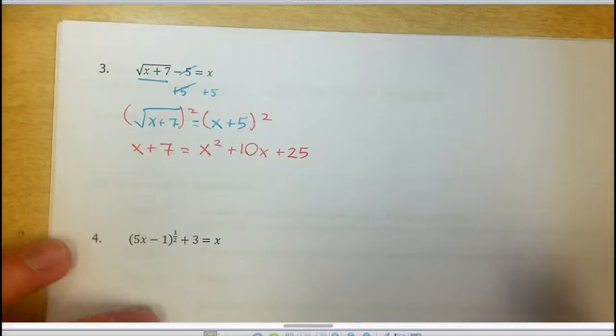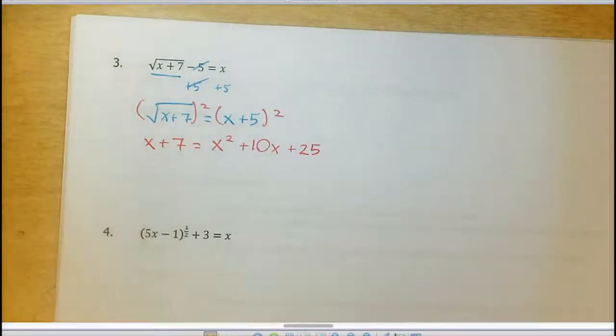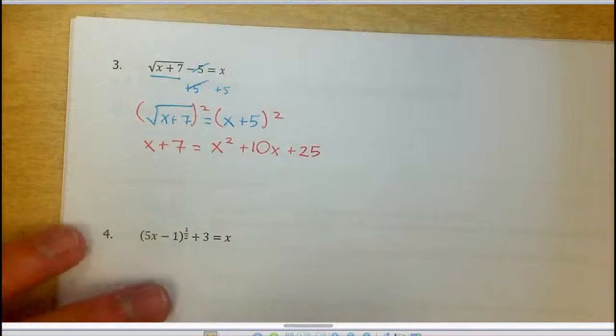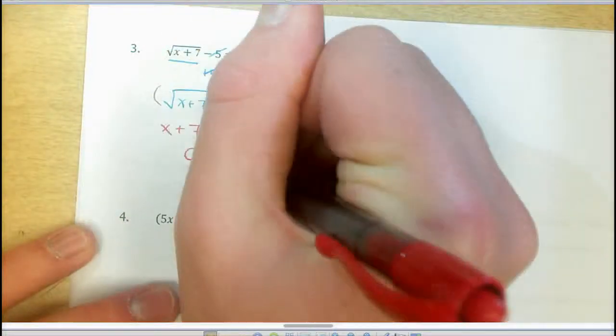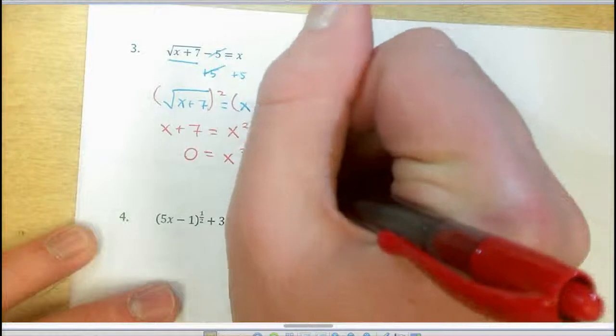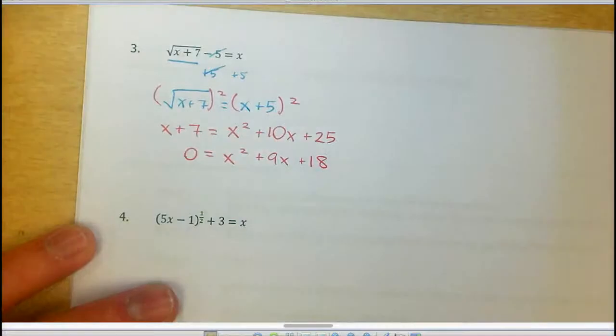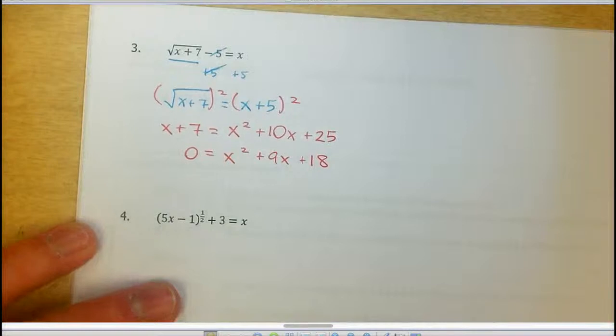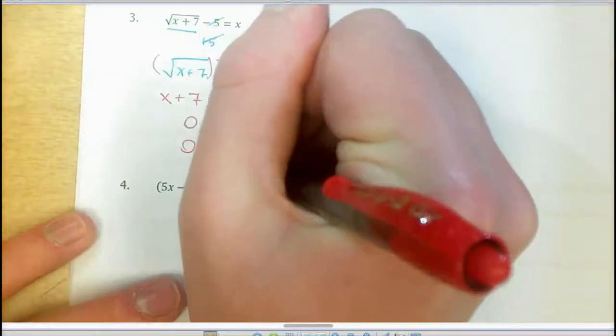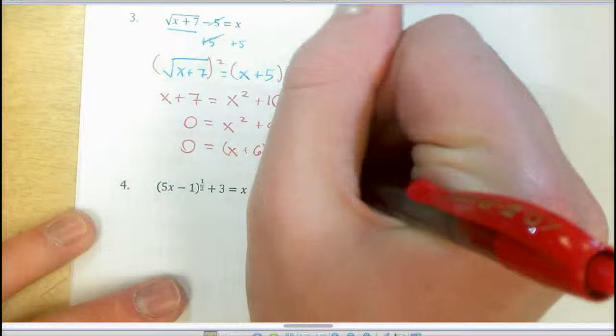Okay, and then from there we can see we have a quadratic equation. We're all experts at solving quadratic equations now. We need to set it equal to 0. So when I set this equal to 0, it's going to be 0 equals x squared plus 9x plus 18. And then from there we can see that that easily factors. That factors into the quantity x plus 6 times the quantity x plus 3.